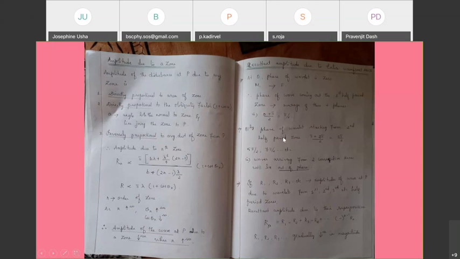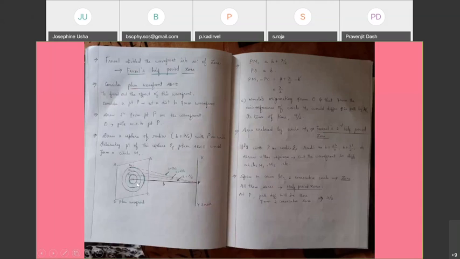Similarly, the phase of the wavelet starting from the second half period zone, by considering M1 and M2. First I considered this one. Next, M1 and M2 I have to consider. In the next case, M2 and M3 I have to consider. Similarly, it will move on. It will go on, right?